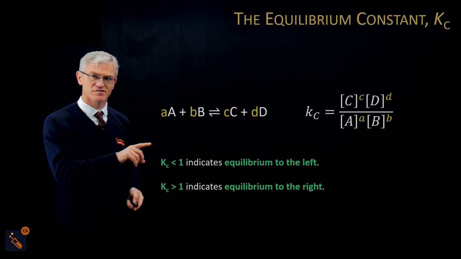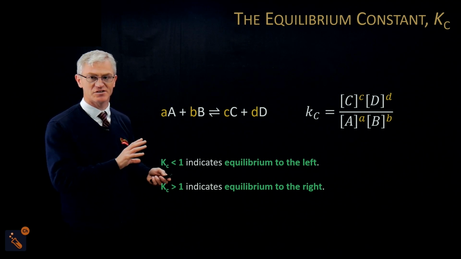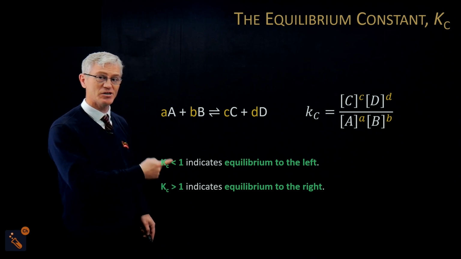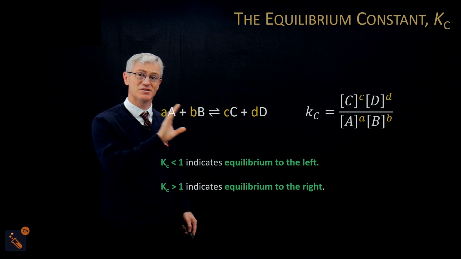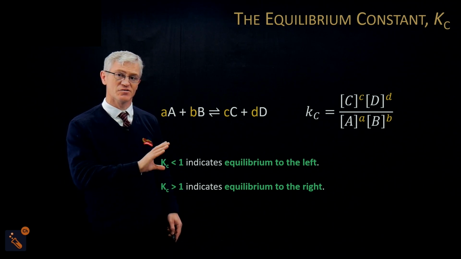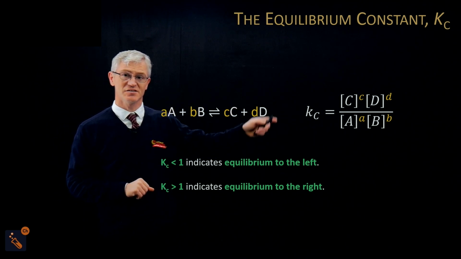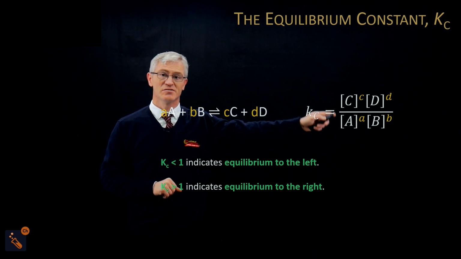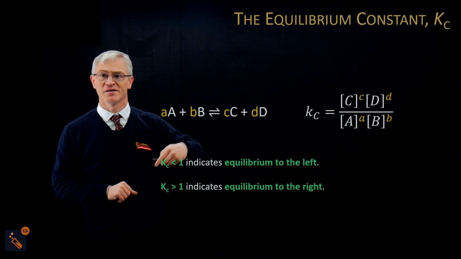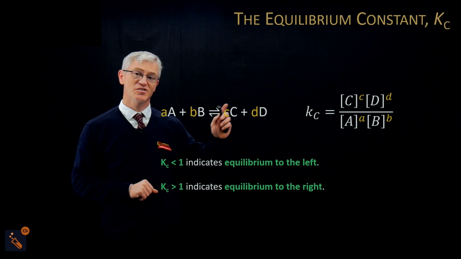This is only a rough approximation, but it does give you an idea, and it has been used in exams. If Kc is less than 1, it indicates that the equilibrium is to the left. The reason is that if it's to the left, the numerator is a very small number and the denominator is a very big number. A small number divided by a big number will be less than 1.